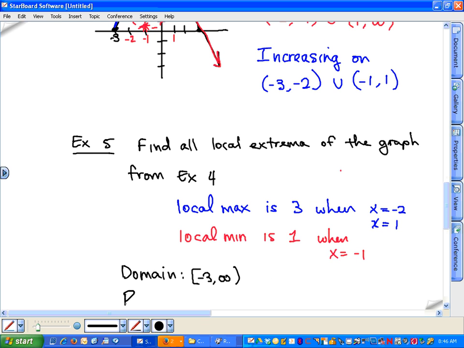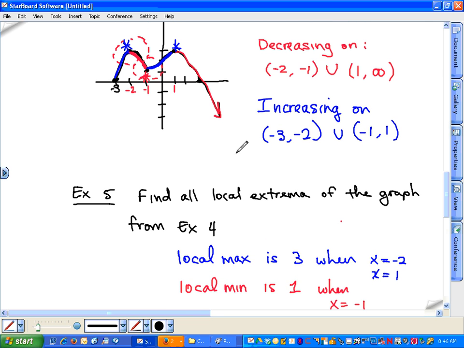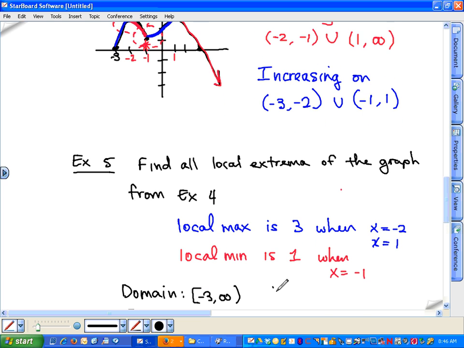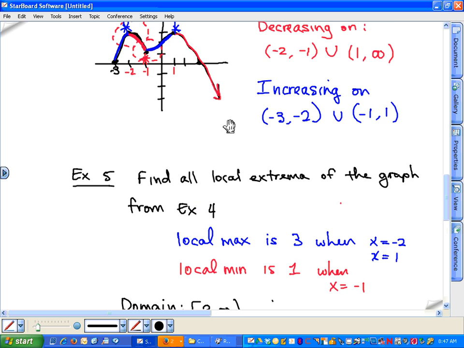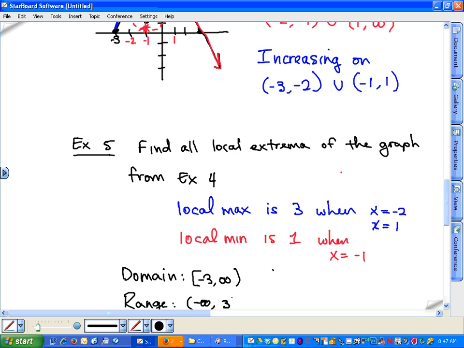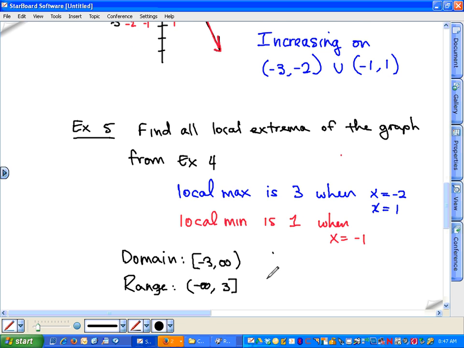And the range. Remember, in an interval, the left number is the smallest number. This graph does go down to negative infinity on the y-axis. That's the smallest number. Negative infinity is the smallest. So when we're describing an interval, that's got to be the number on the left. So negative infinity, and then up to what point does the range reach? +3, including 3.